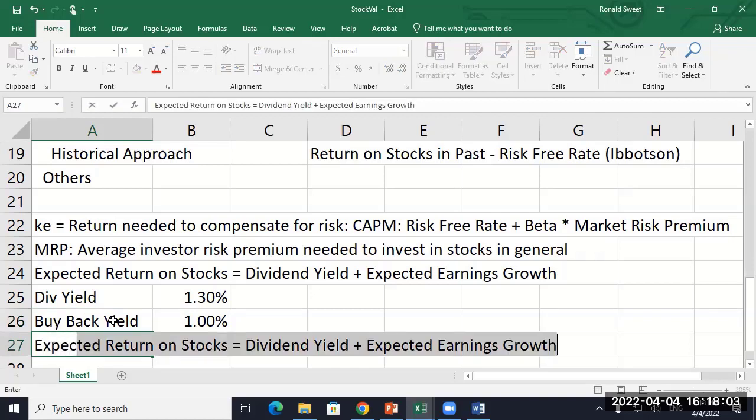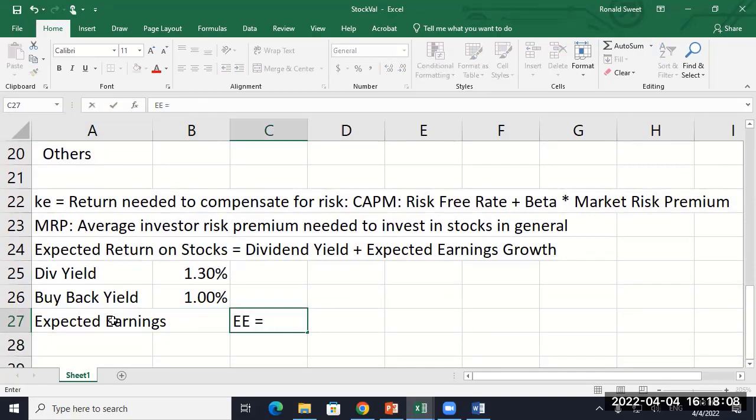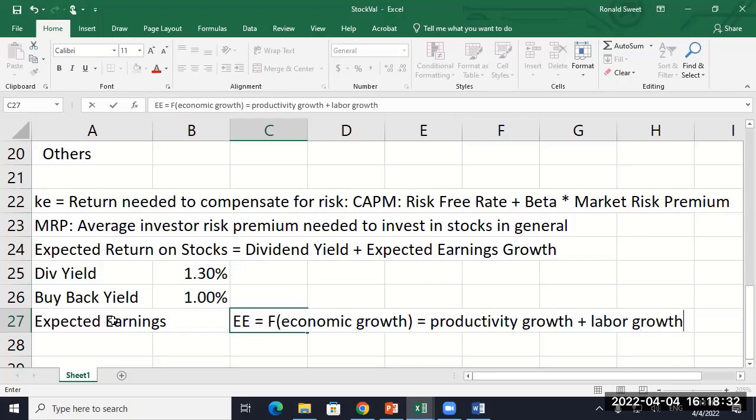And then expected earnings. Remember, expected earnings is going to be a function of economic growth. And what are the three pieces there? Anybody remember? Productivity, does that sound familiar? Productivity growth, plus labor growth, plus inflation. That sound familiar? That's how our economy grows. I'm ignoring exports and imports. They're important, but they're a pretty small percentage. We know that subtracts a little bit from this number.